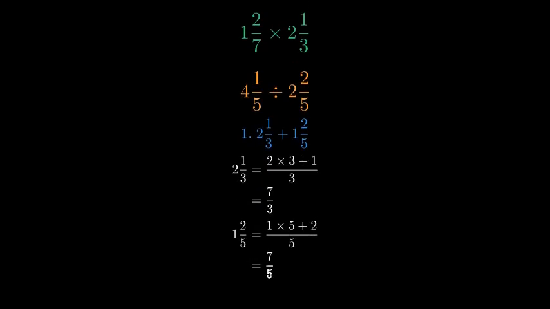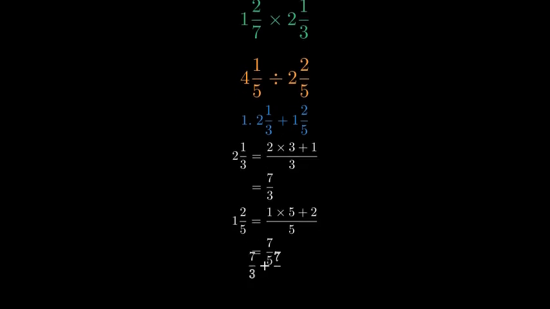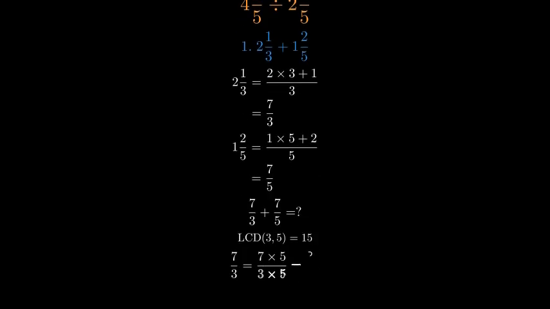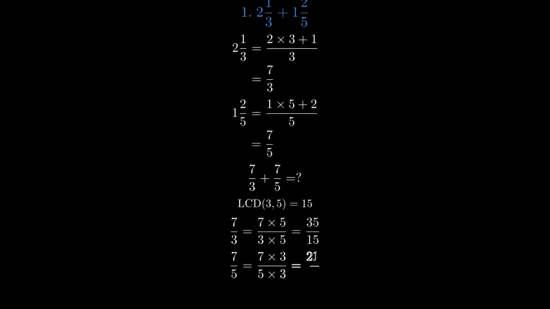Similarly, for 1 and 2/5, 1 times 5 plus 2 equals 7. So 1 and 2/5 becomes 7/5. Now we can add the fractions. But first, we need a common denominator. The least common multiple of 3 and 5 is 15. We convert 7/3 to 35/15 by multiplying both numerator and denominator by 5. And we convert 7/5 to 21/15 by multiplying both numerator and denominator by 3.